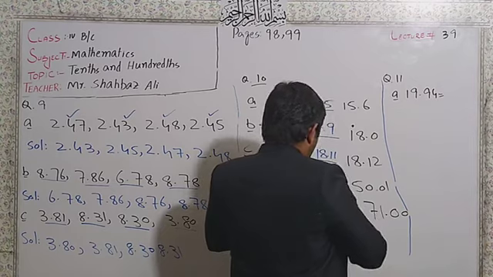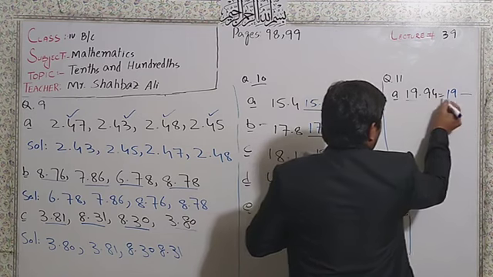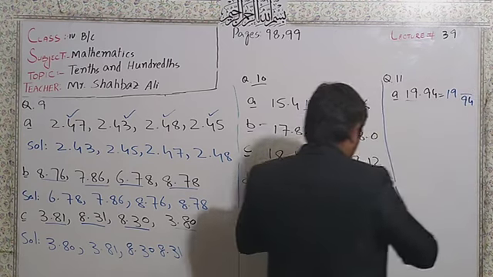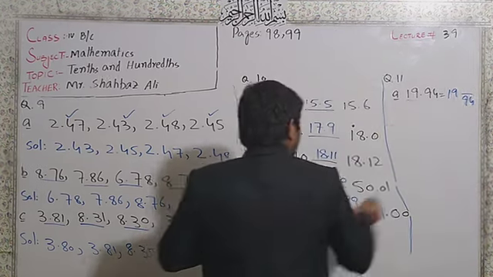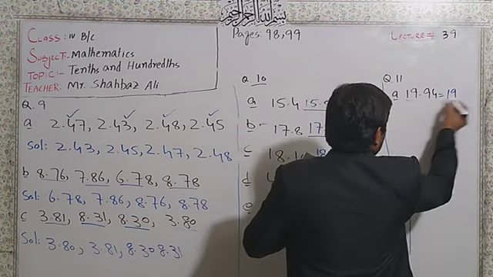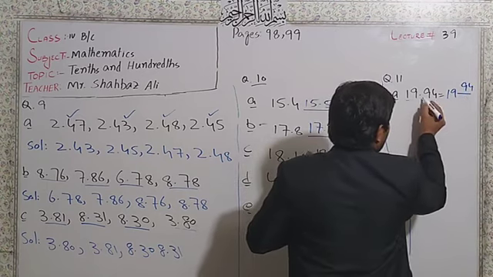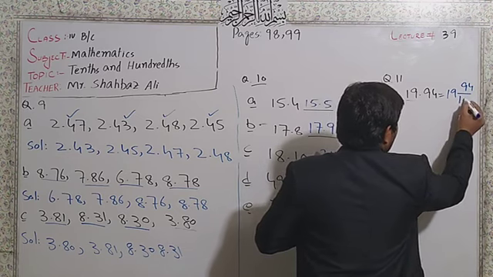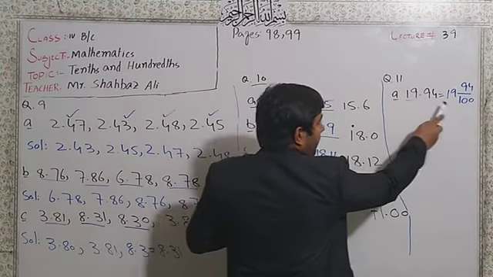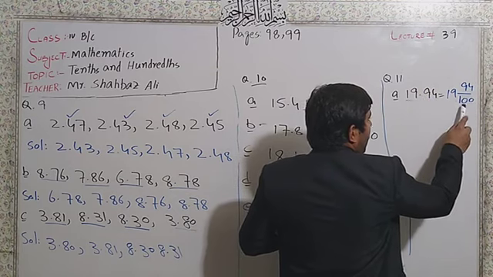19.94, you have to write first 19, and then after the point, 94 here, and for the denominator, 2 digits after the point, so 100. This is the answer. 19 will be here, 94 will be here, after the point 2 digits, so 1, 0, 0.